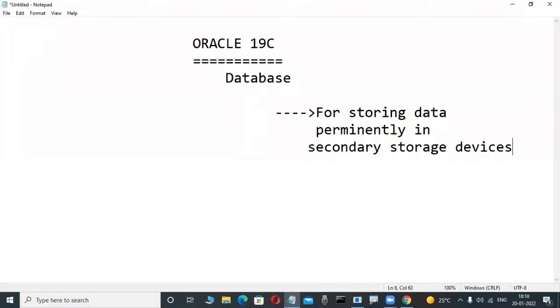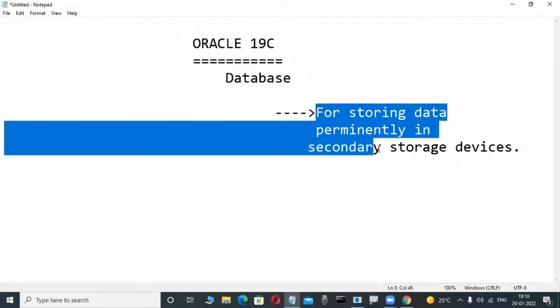Permanent. Suppose today we store data, after 5 years, 10 years, 20 years, 100 years, your data is still available for you to use. That's why Oracle is a product from Oracle Corporation. Some version number is there. This is a database product, one of the popular databases. But what is the purpose? For storing data permanently in secondary storage devices.